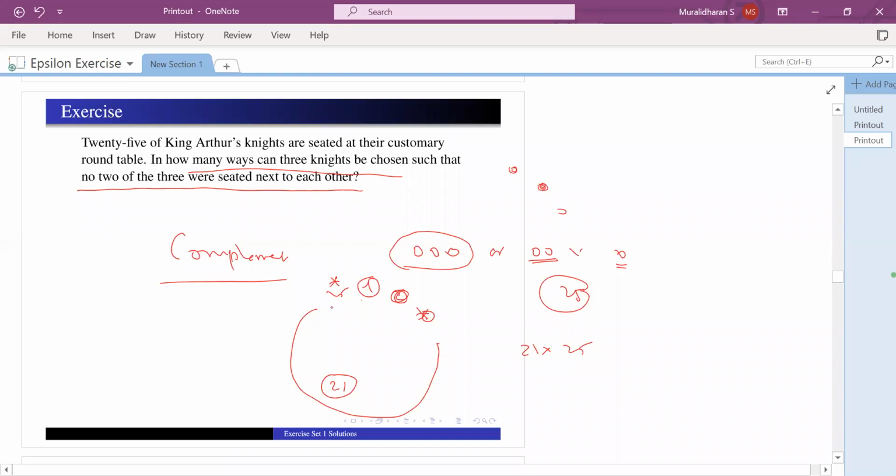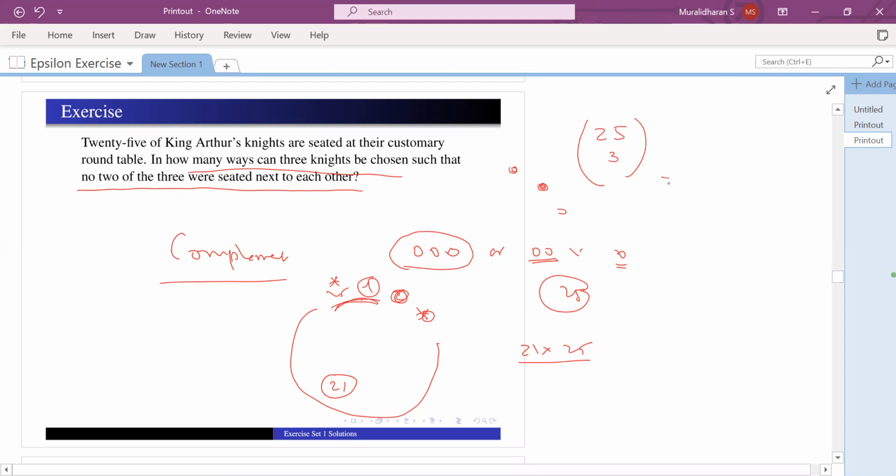Because there are 25 ways of choosing 2 adjacent, and 21 into 25 ways of choosing exactly 2 adjacent. The remaining is not adjacent. So I have to delete these cases from the total. So how many ways can I choose 3 out of 25? This is the total number of sets.